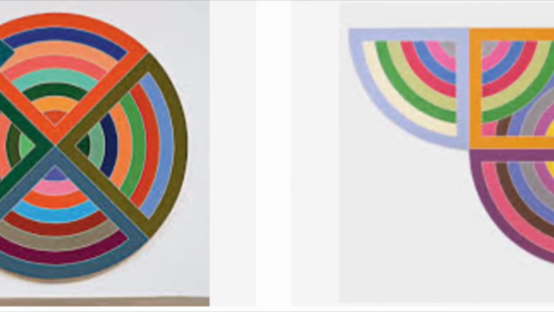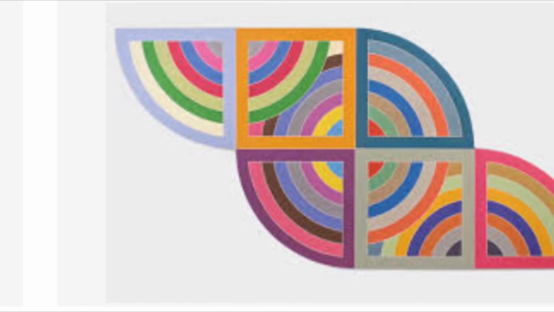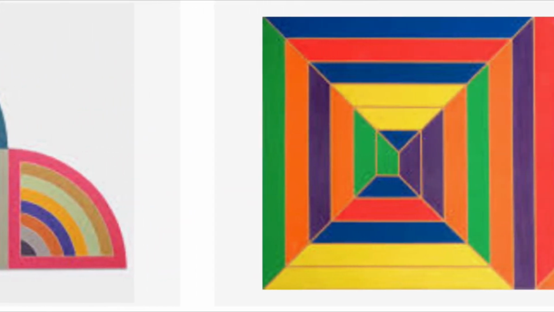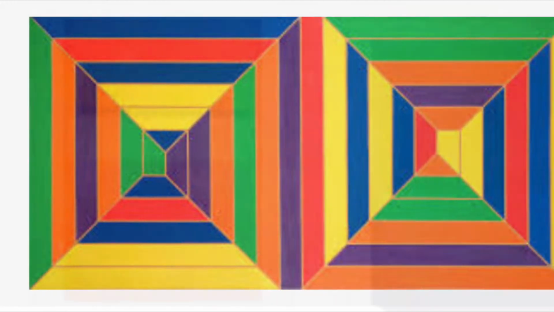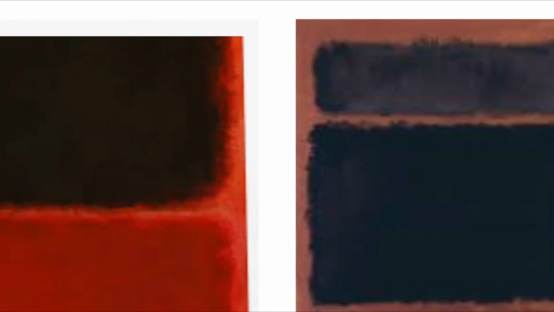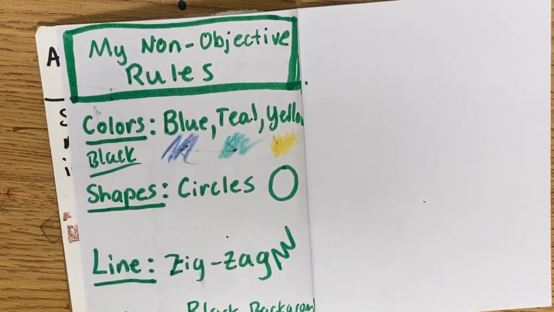This is Frank Stella. It's a lot neater. As you can see, he only uses curves and straight lines, and they all kind of stack together, which makes his style unique. And then this is Mark Rothko. Remember, he did the big rectangles that went from side to side on the page. So really, you can make yours as complicated or as simple as you would like.